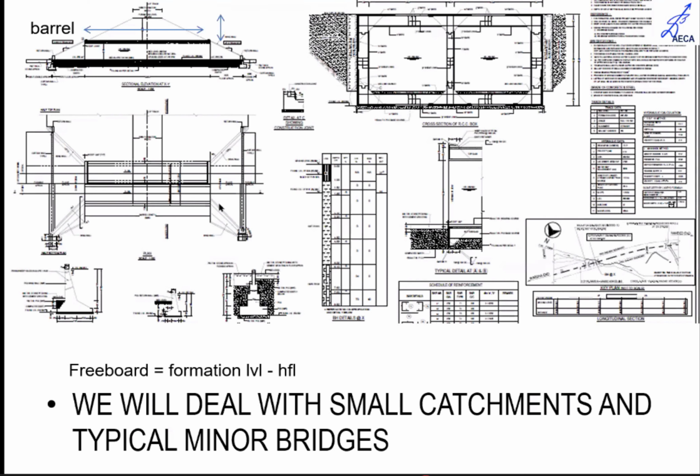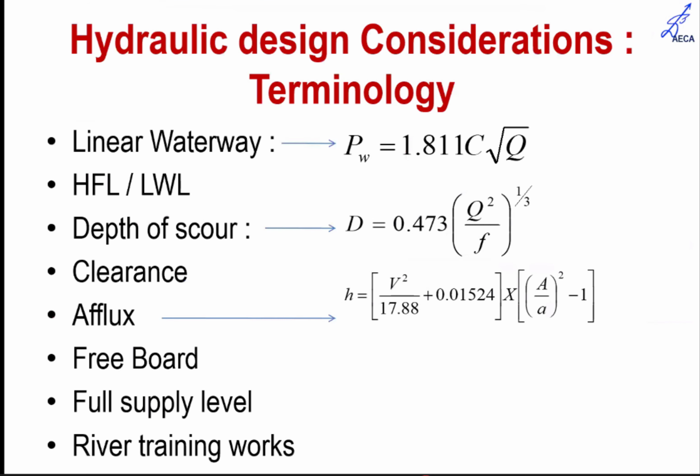Another important thing is the freeboard. The freeboard is the formation level minus the HFL and the clearance which we normally provide as per the codal requirement. Now, the general hydraulic particulars which we intend to ultimately arrive at after doing a hydraulic design are the linear waterway, the high flood level and the low water level, the depth of the scour, the clearances, the afflux, the freeboard, full supply level, and proposed river training works. So this is basically the ultimate output of our hydraulic study.